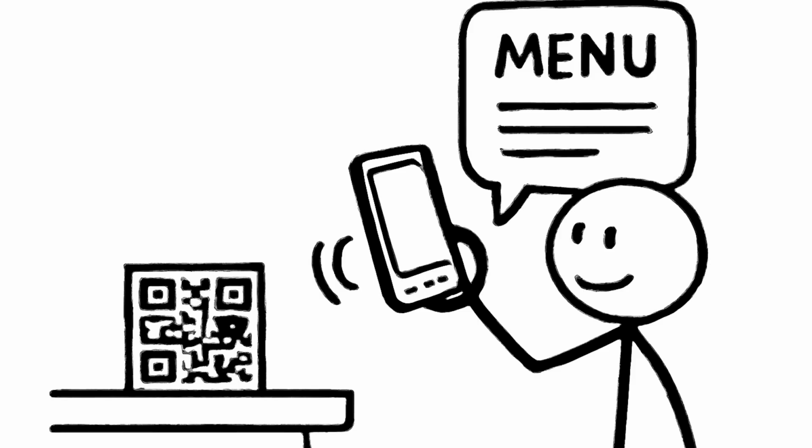Restaurants use QR codes to replace traditional menus. By scanning a code at their table, diners can view the menu on their devices, place orders, and even pay. This reduces the need for physical contact and speeds up service.